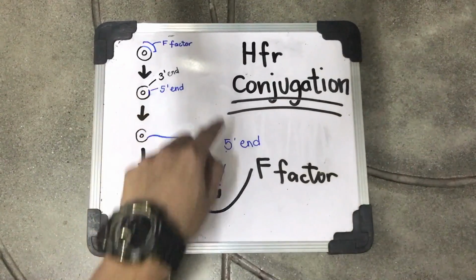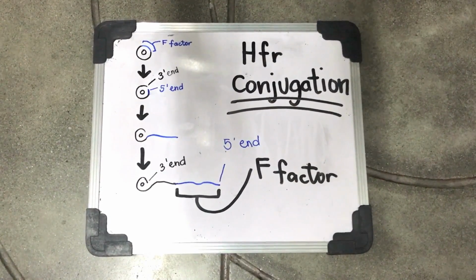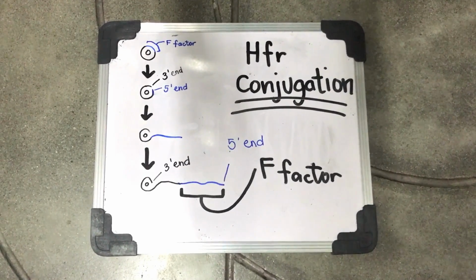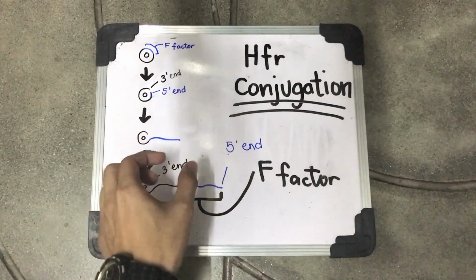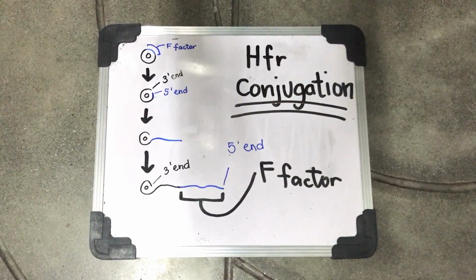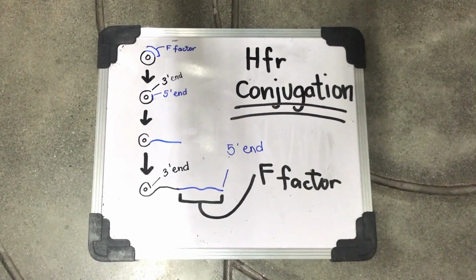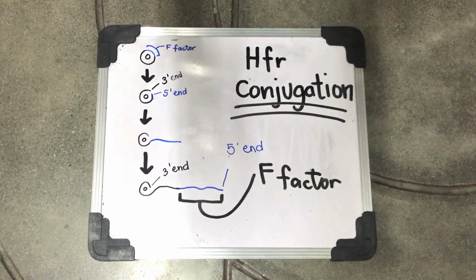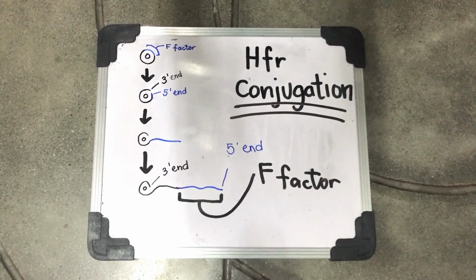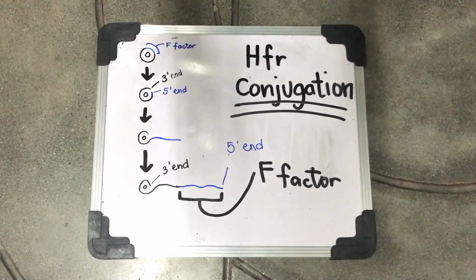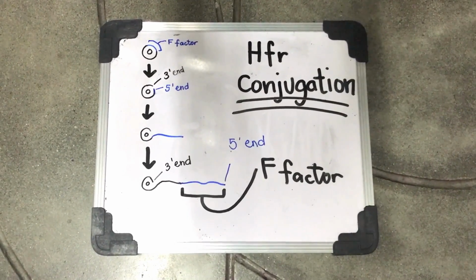Again, the process remains the same like that in the F plus by the F minus mating. The only difference is that initially, only a part of the F factor is transferred into the F minus cell, followed by the chromosome. Note that the connection between the cells breaks down, so not all of the F factor is transferred. Thus, the recipient remains an F minus and does not change into an F plus cell.